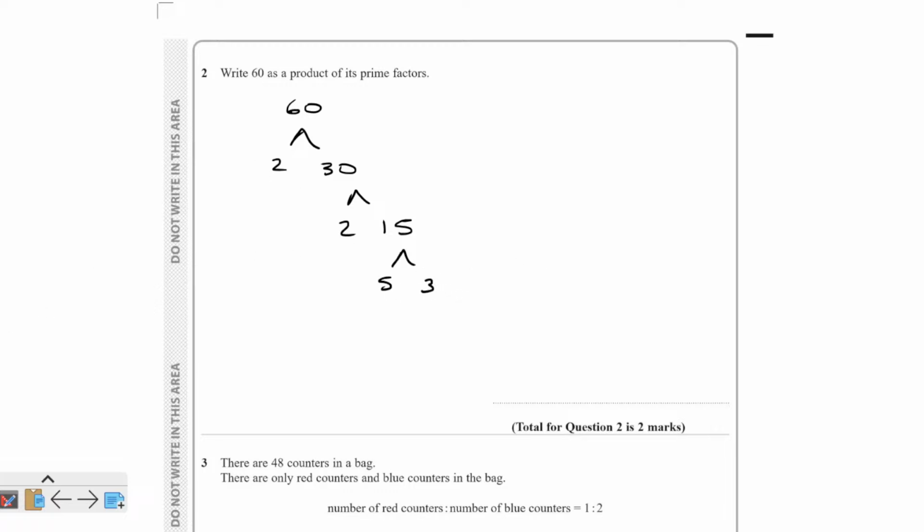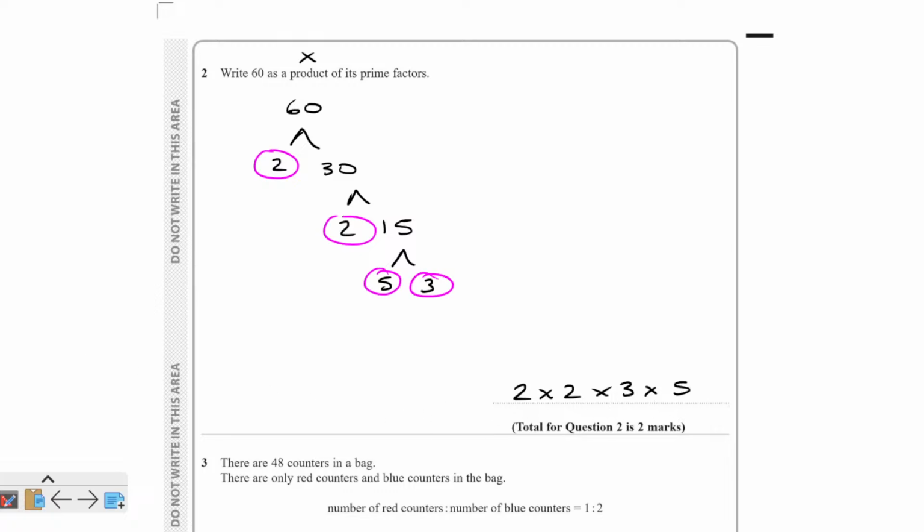So the reason why I do it like that is because then everything on the left-hand side is a prime number. 2, 2, 5, 3. So then it says write as a product of its prime factors. Product means multiply. So I just need to write it as 2 times 2 times 3 times 5. Now you can write it like that.